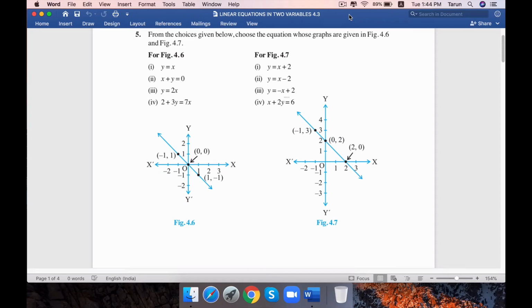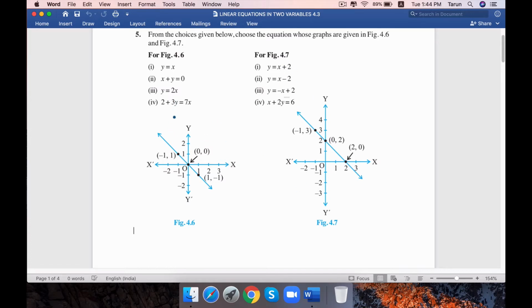Today we will be solving linear equations in two variables, exercise 4.3, questions 5 to 8. Let's get started. Question 5 says we need to identify which of these equations satisfy this graph and which of these equations satisfy this graph.